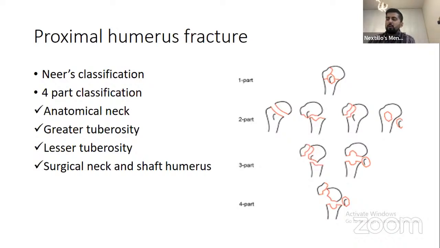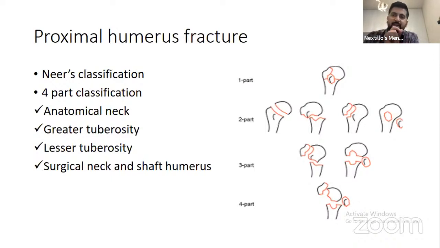Coming on to the next important topic, we have proximal humerus fractures. As we all know, there is a very important classification system for it, which is known as the Neer's 4-part classification. The 4 parts of this system are divided according to the anatomy of the proximal humerus. One part is the anatomical neck, the next part is the greater tuberosity, the other part is the lesser tuberosity, and the 4th part is the surgical neck and shaft of humerus.